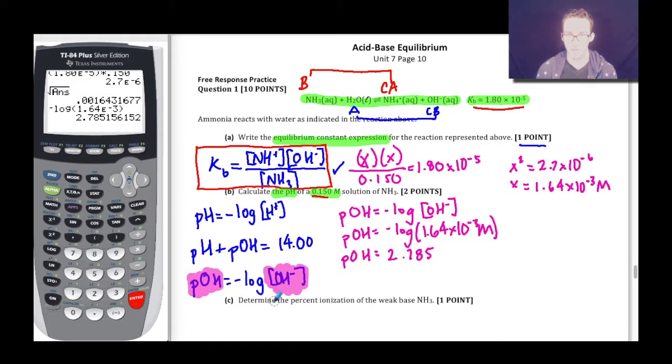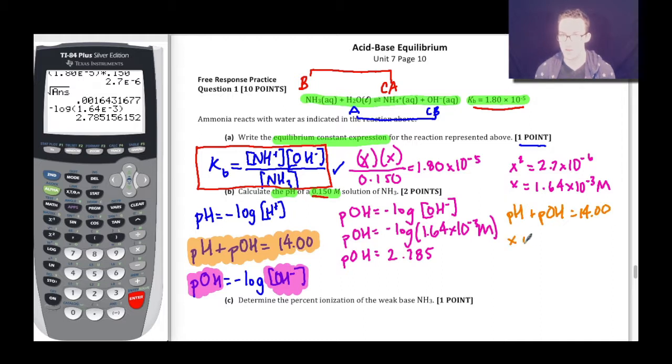Okay, now remember we're trying to figure out what the pH of this solution is, not the pOH. And so as we look at this equation here, pH plus pOH is equal to 14. And so if we work to solve this problem, again, pH plus pOH is equal to 14.